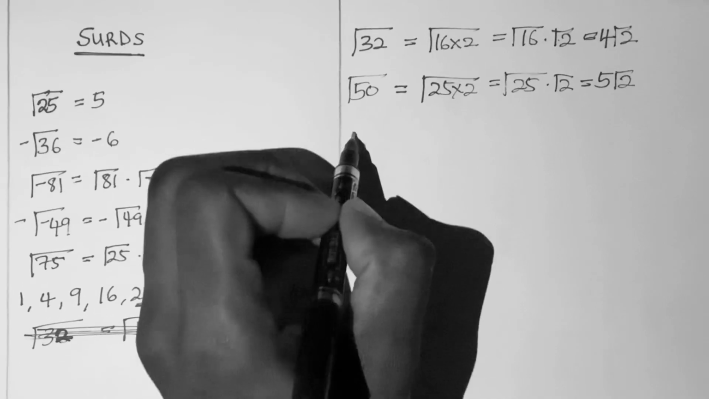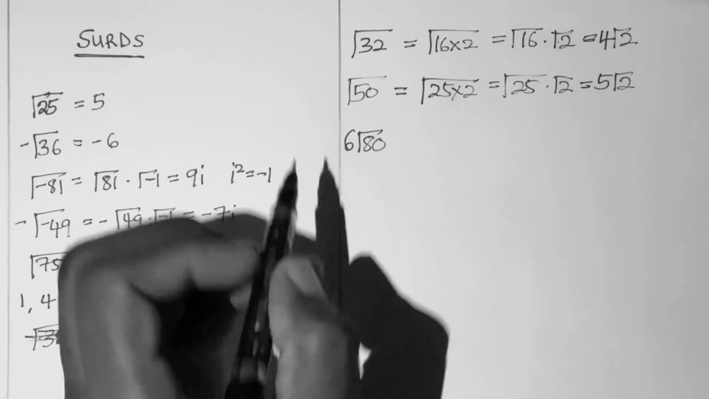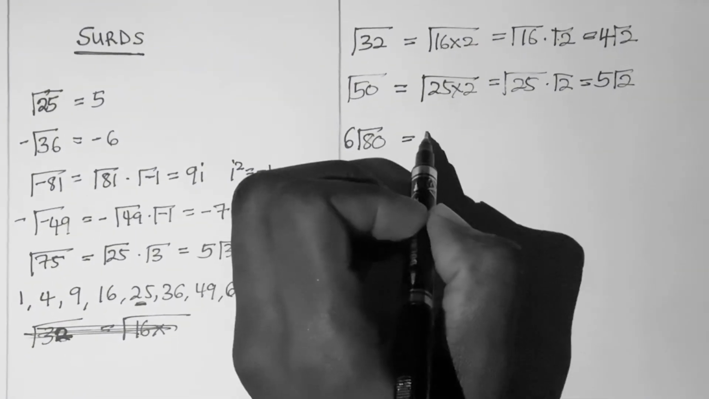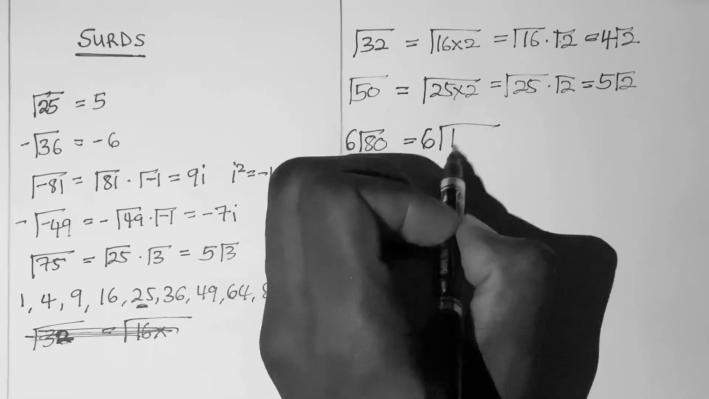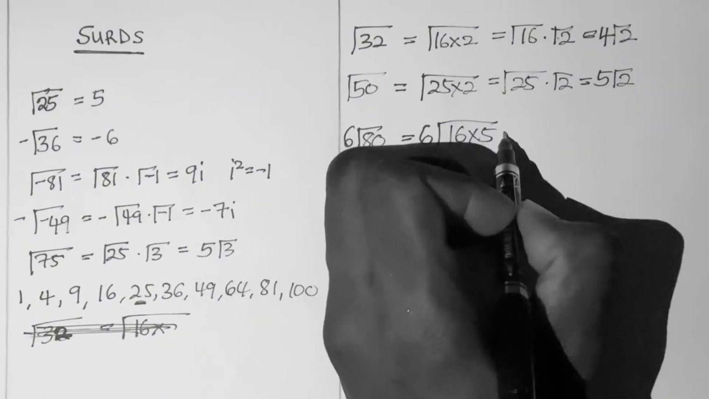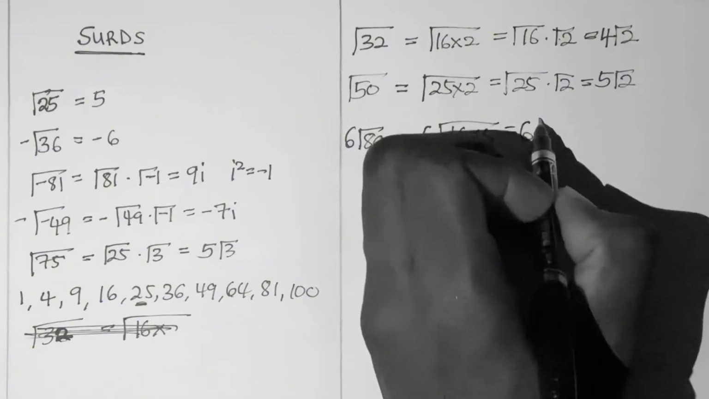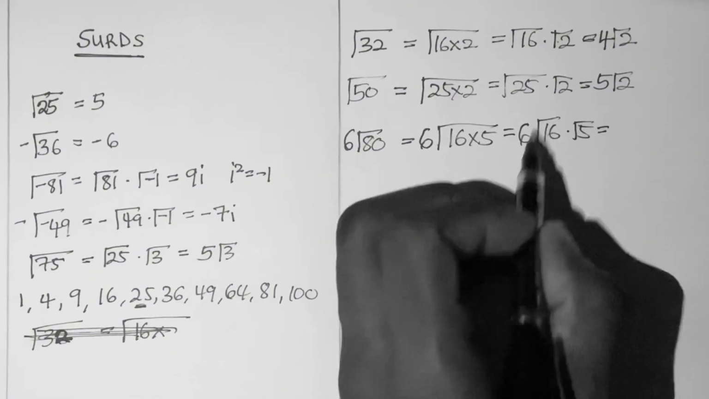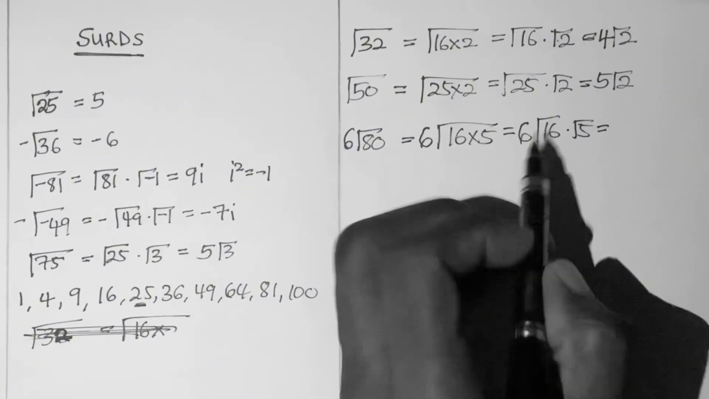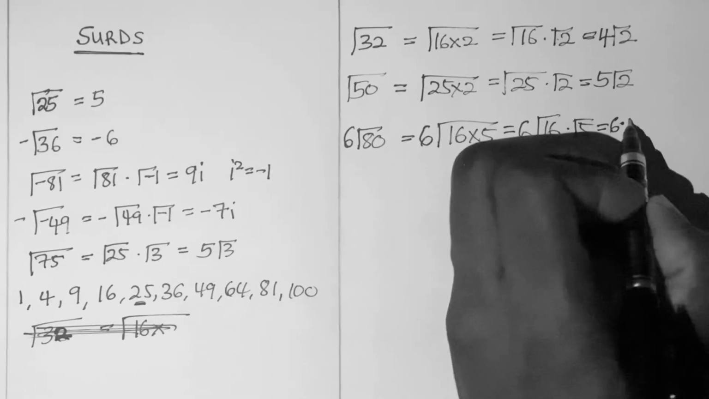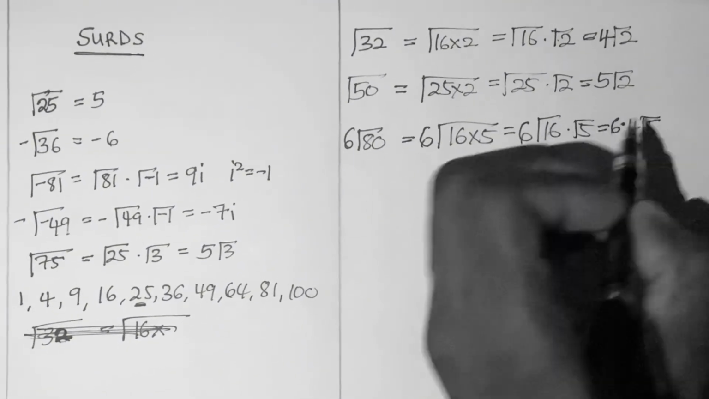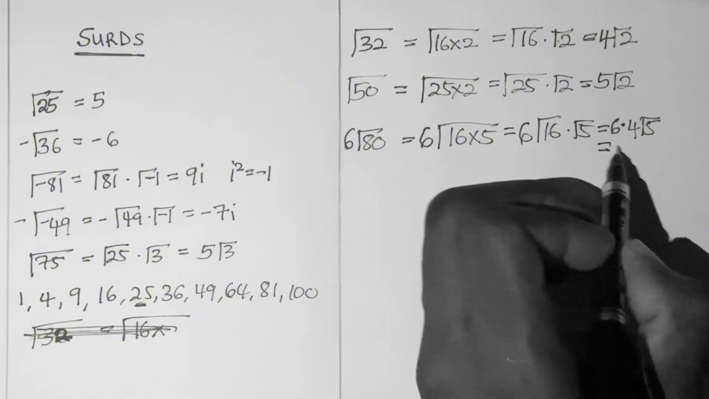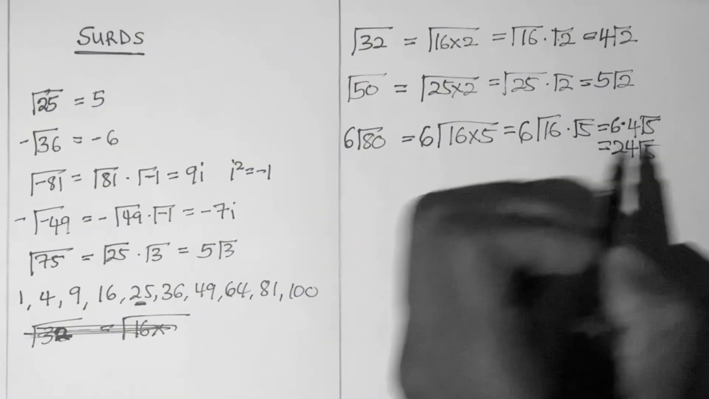Now, what about 6 square root of 80? So you see that 80, 16 times 5 is 80. So this becomes 6 times square root of 16 times 5. So you get 6 times square root of 16 times square root of 5. 16 is a perfect square, so square root of 16 is what? 4. So this becomes 6 times 4 times square root of 5. Now 6 times 4 is 24, and therefore this is equal to 24 root 5.